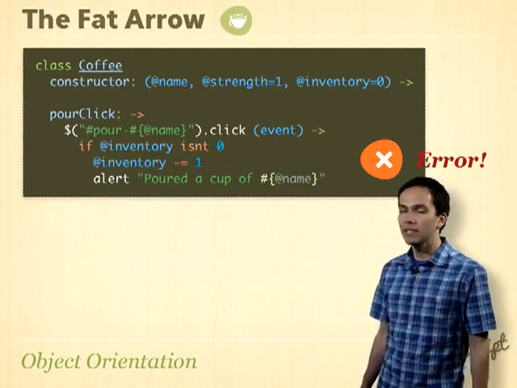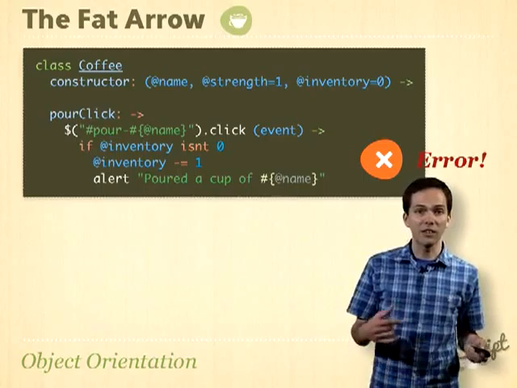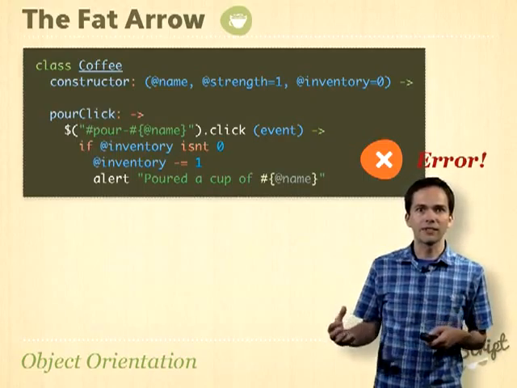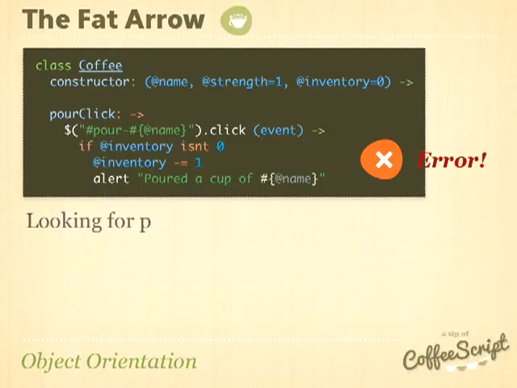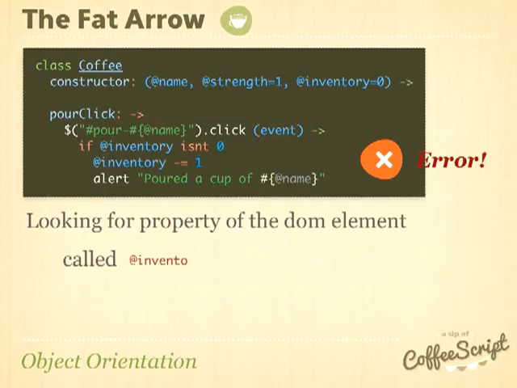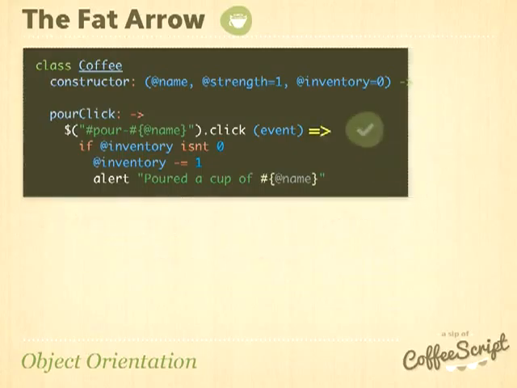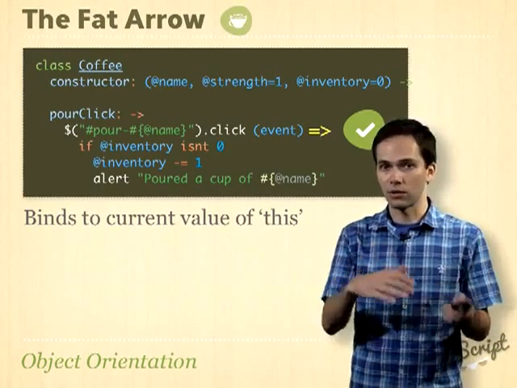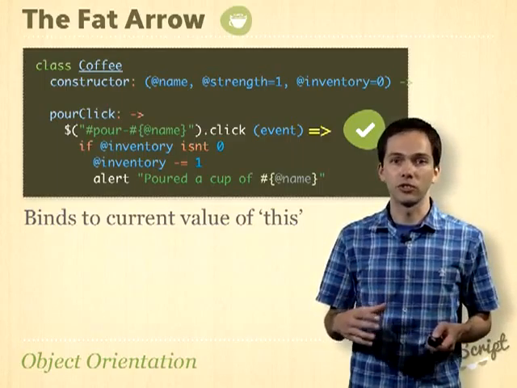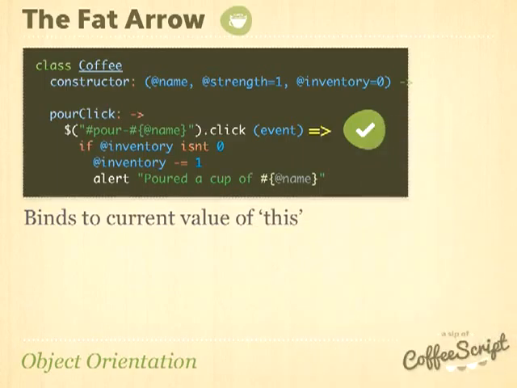So we have that @ symbol in there. So it's going to be calling this dot from inside a different context. So basically it's going to error out because it's going to be looking for the property of the DOM element called inventory and name, which isn't good. We want this to refer to our class. To fix this, we need to use something called the fat arrow. What the fat arrow is going to do is bind to the current value of this. So no matter what context this code is run, it's always going to be referring to the coffee class.